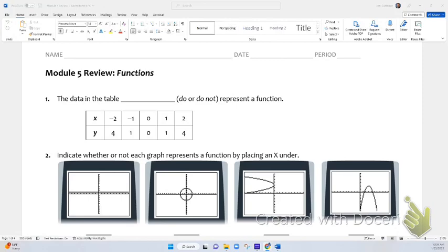This is everything that we've done from second semester and also the last week before we went on winter break. For number 1, it says the data in the table does or does not represent a function.